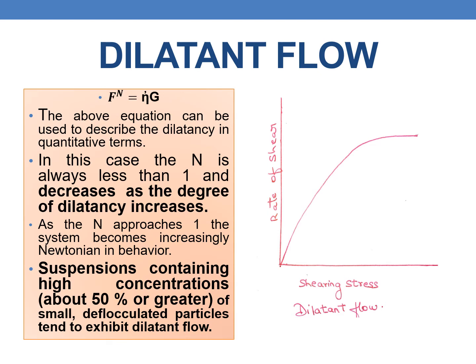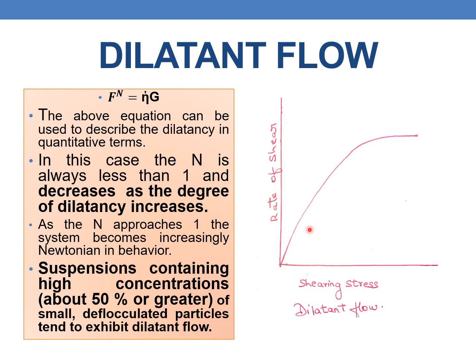The equation used for pseudoplastic flow, F^N = ηG, is also used to describe dilatancy in quantitative terms. In the case of dilatant flow, N is always less than 1 and it decreases as the degree of dilatancy increases. As N approaches 1, the system becomes increasingly Newtonian in behavior.